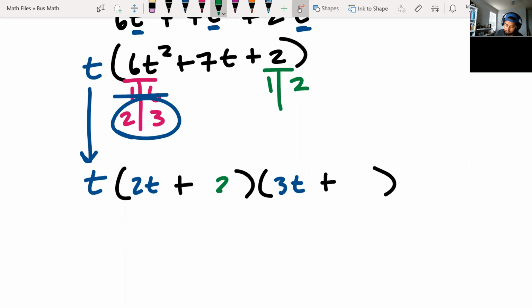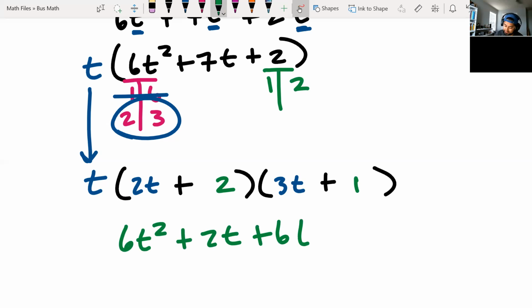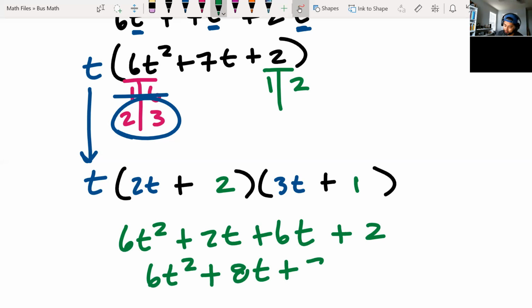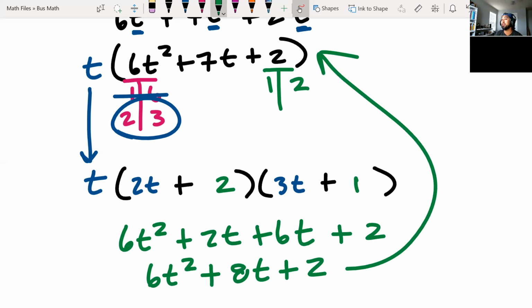2 and then 2 and then 1. Let's see. 6t squared plus 2t plus 6t plus 2. We get 6t squared plus 8t plus 2. Oh man, we're so close.